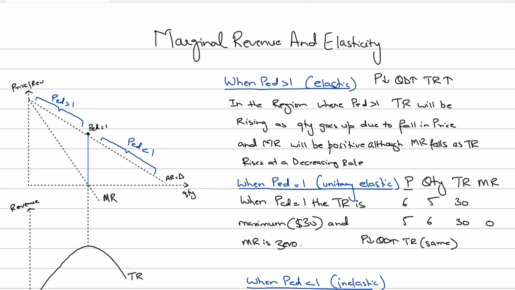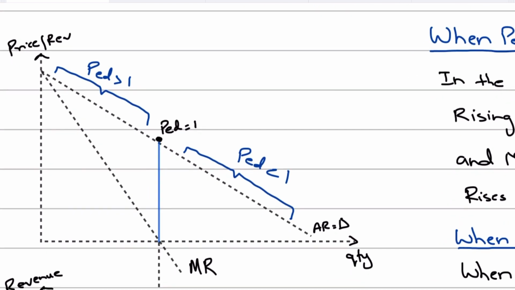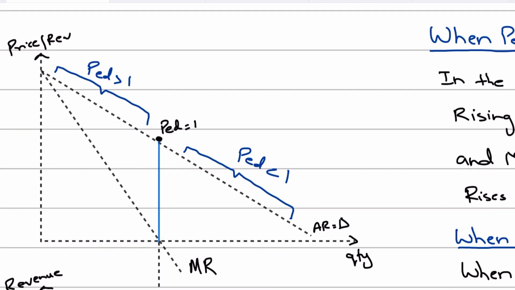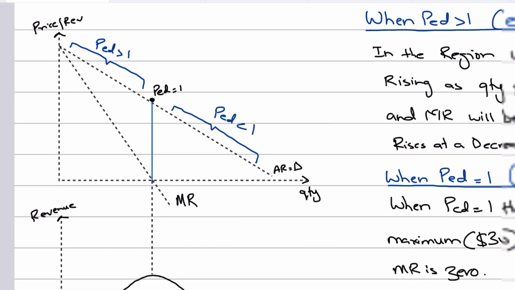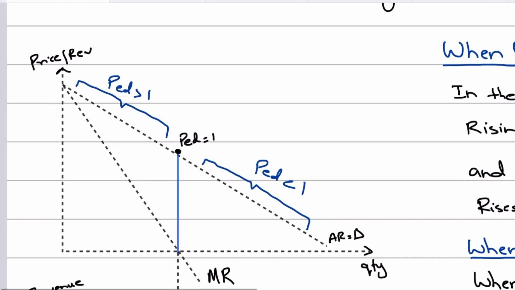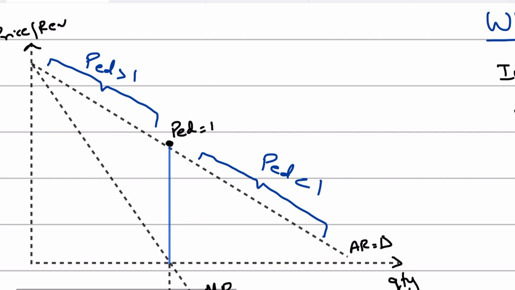Hi guys, welcome back. In the previous video, we discussed how the elasticity of demand varies along a linear downward sloping demand curve. And in this video, we're going to be discussing the relation between elasticity and marginal revenue. Now you can see that I have a downward sloping average revenue demand curve and a marginal revenue curve as well. And it's showing the different regions of elasticity along the same average revenue demand curve, right?